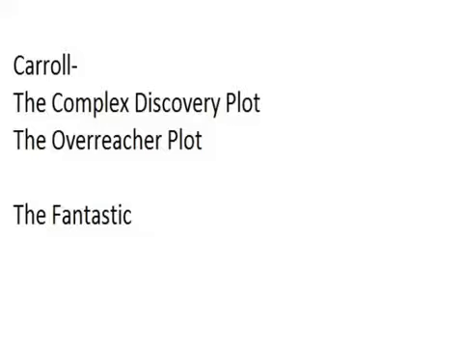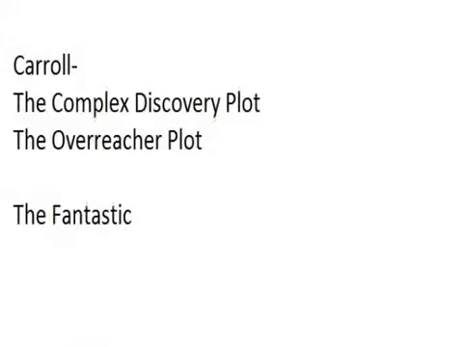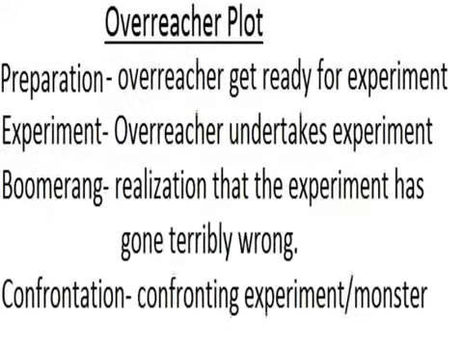So yeah. Next time, we're finishing with the complex discovery plot. We're not done with the complex discovery plot because we can always have elements of the other two plots mixed in. There's 4 parts of the complex discovery plot. The next thing we're going to talk about is the overreacher plot. And there's 4 parts of that as well. Preparation for the experiment, the boomerang, and the confrontation. And you can add elements of this onto complex discovery. You can add complex discovery elements onto this.